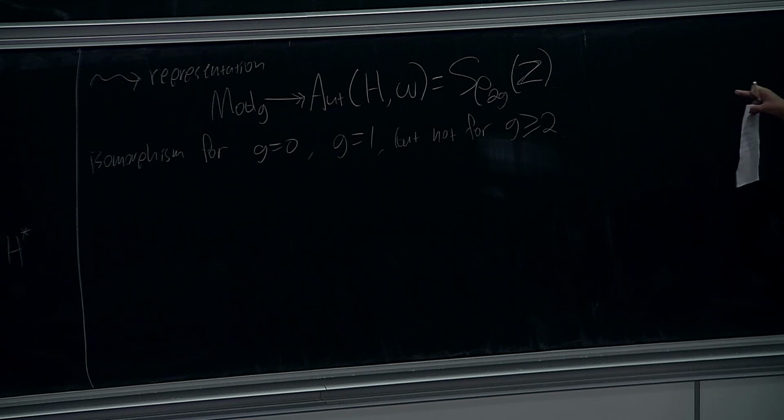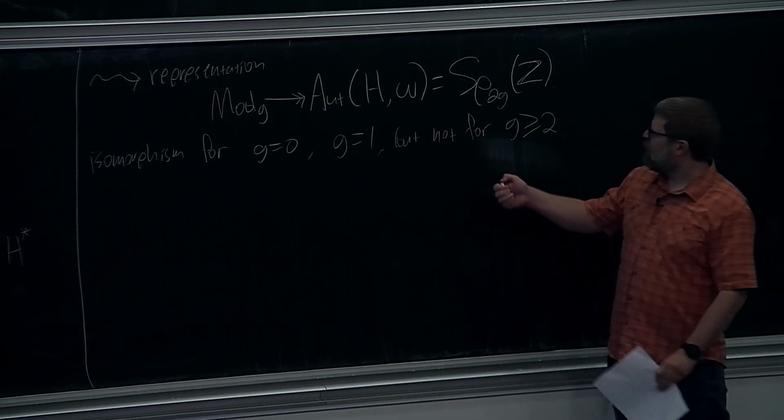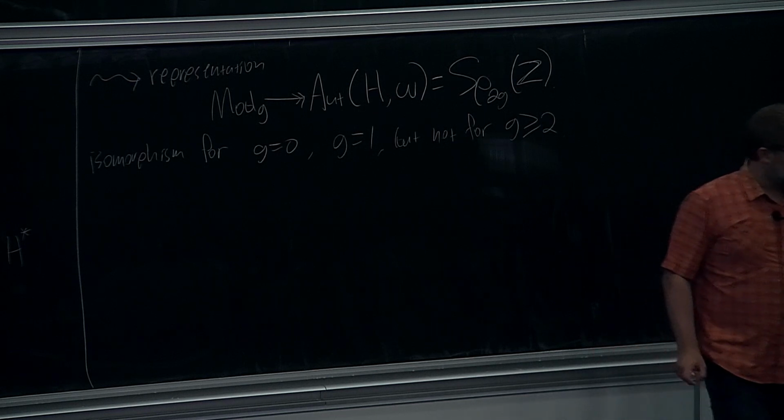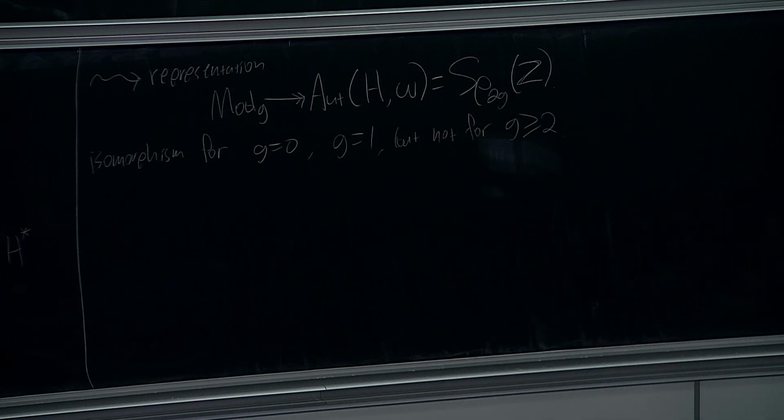Yeah, this map is definitely surjective. That's a class that goes back to the 19th century, and it's not difficult. One way to see it is that the symplectic group is generated by transvections, integral transvections, and Dehn twists go to transvections, so you hit all the generators.